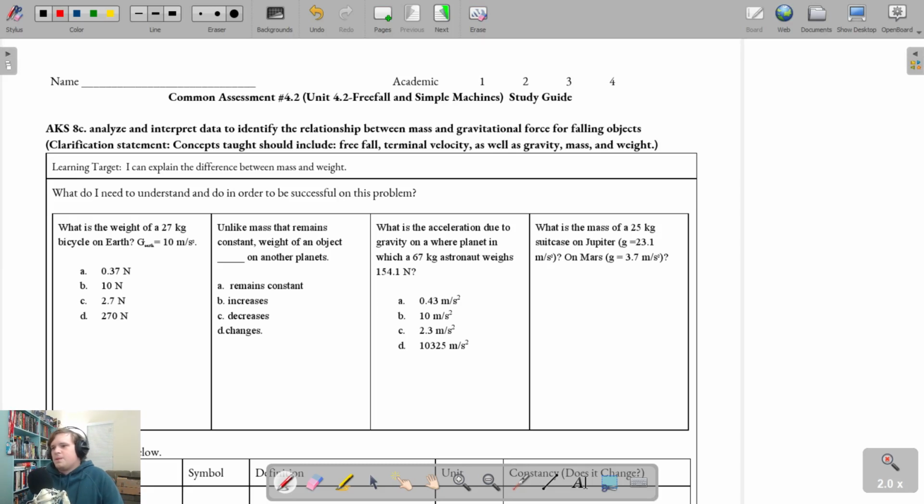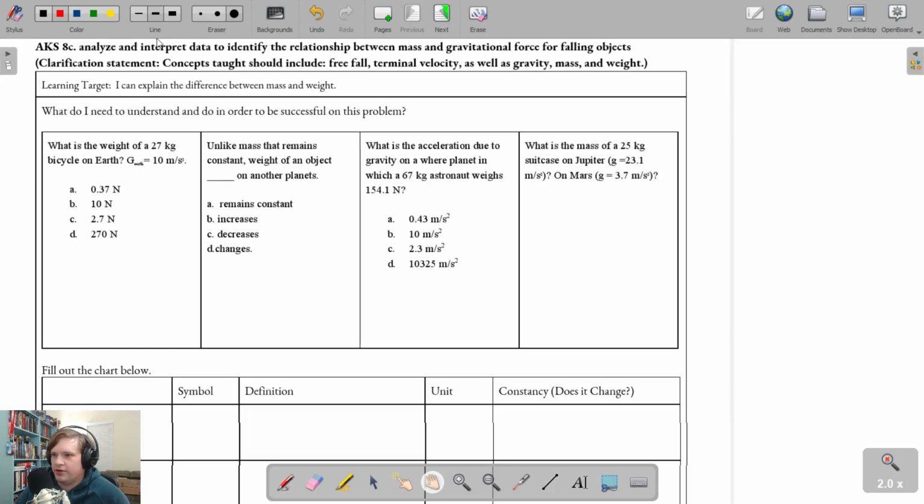Okay. So we're looking at Common Assessment 4.2. This is our last Common Assessment for the semester. It is the second half of Unit 4, and we are looking at Freefall and Simple Machines, starting with AKS 8C, which talks about interpreting data to discover the relationship between mass and gravitational force for falling objects. Okay, so we're looking at free fall, terminal velocity, gravity, mass, and weight. As we go through, we are going to be looking at the different learning targets for it.